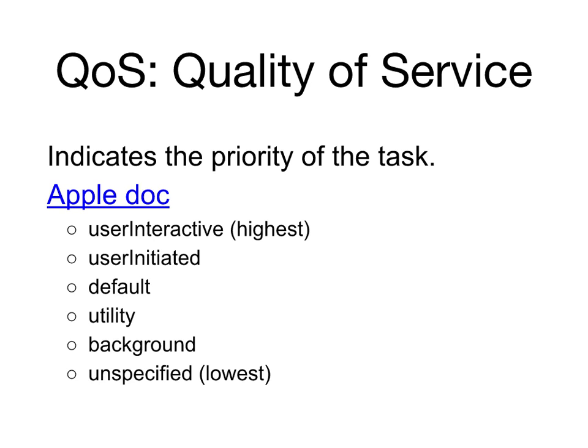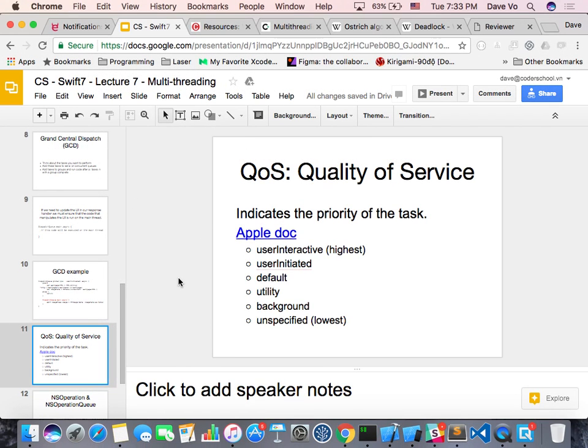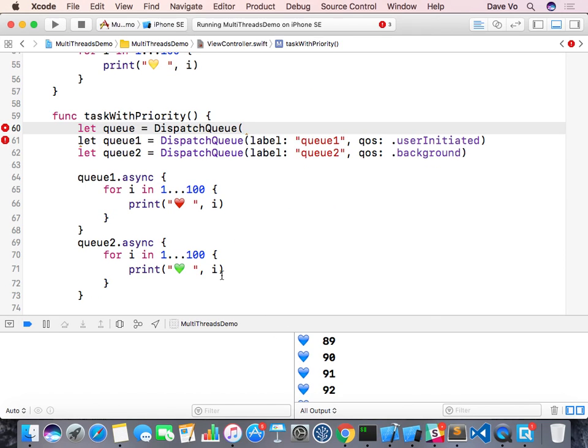If you don't declare anything, then it will be default, so it will be somewhere here. And later you have the utility, and then the background, and then unspecified. So if you set the task priority based on this, it will complete earlier or later depending on this. Here is the documentation from Apple, if you want to take a look, you can click on this one. It has the full explanation of every priority here. Okay, let's go back to our code.